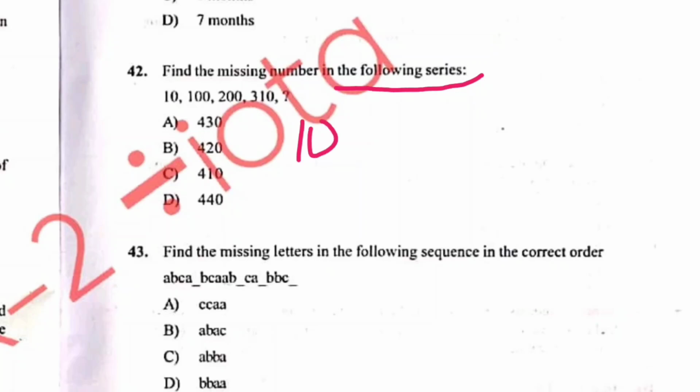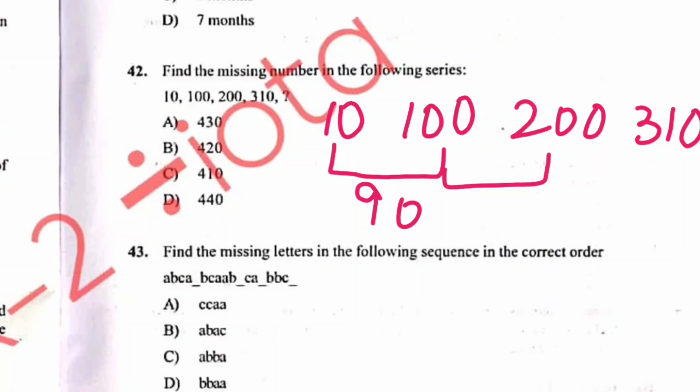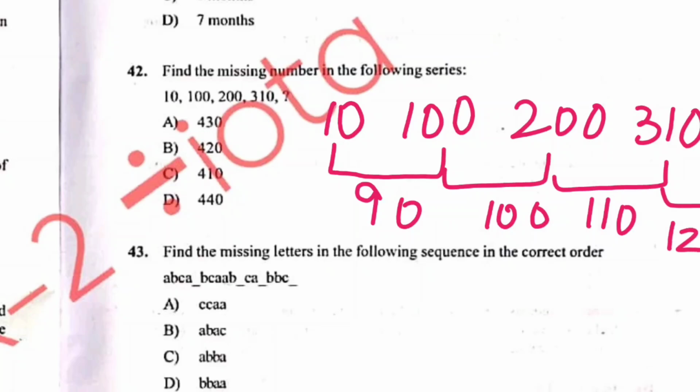We have 10 first, then we have 100, then we have 200, then we have 310, and we need to find out the next number. So let us see the difference. Here the difference is 90, here the difference is 100, here the difference is 110. So in the next term the difference should be 120.